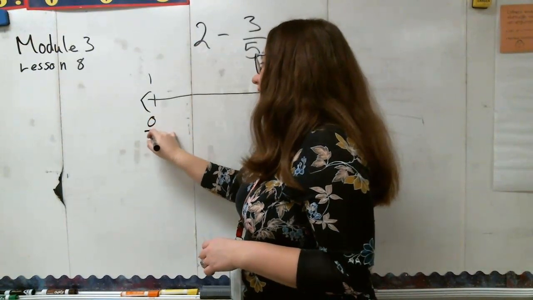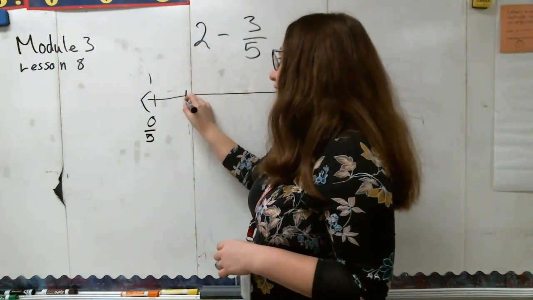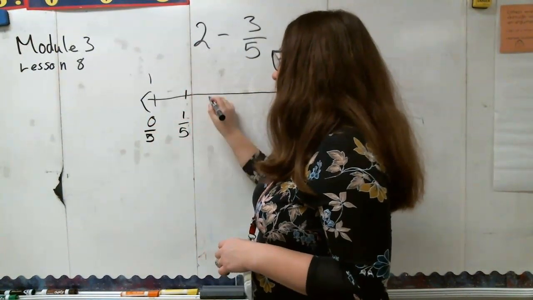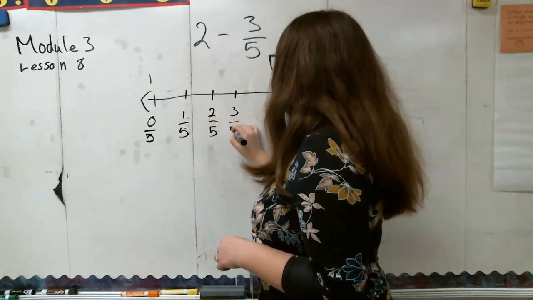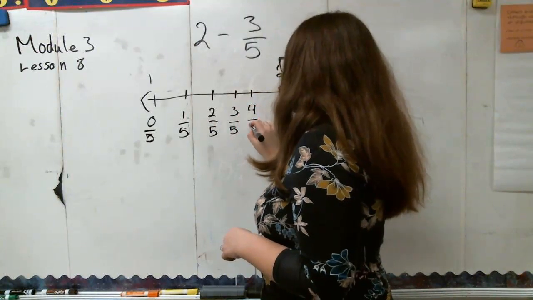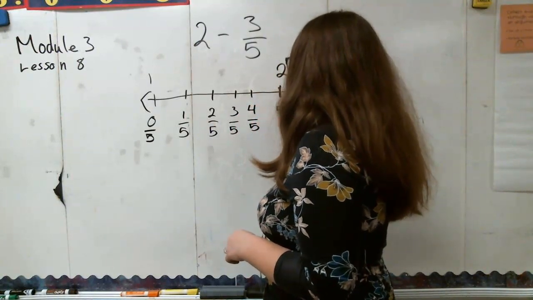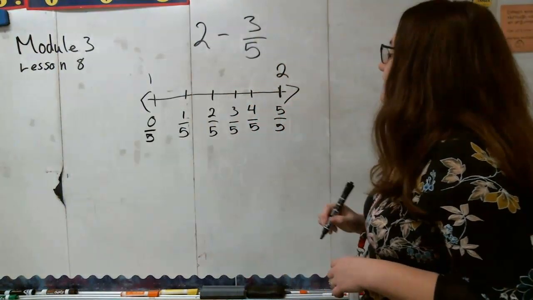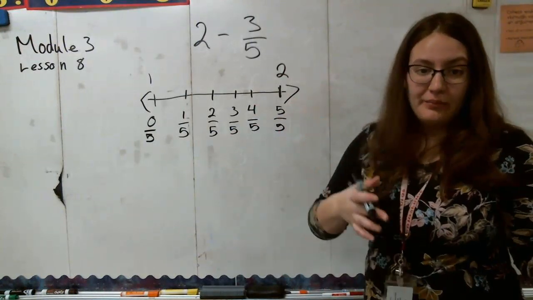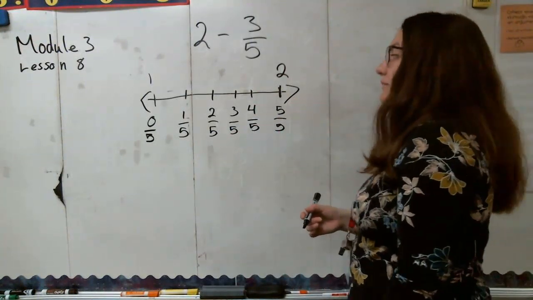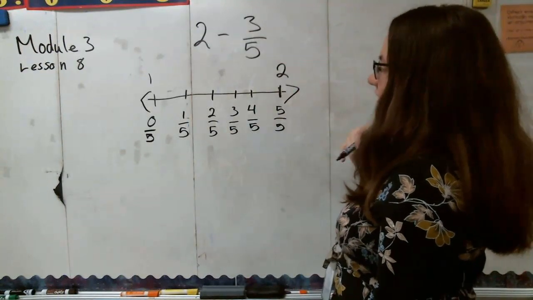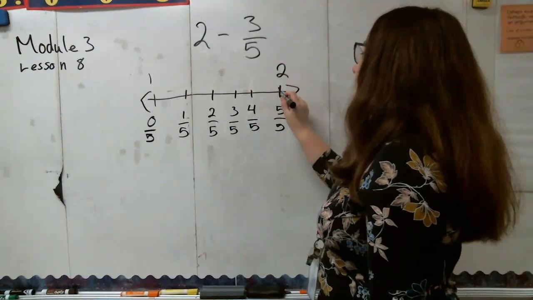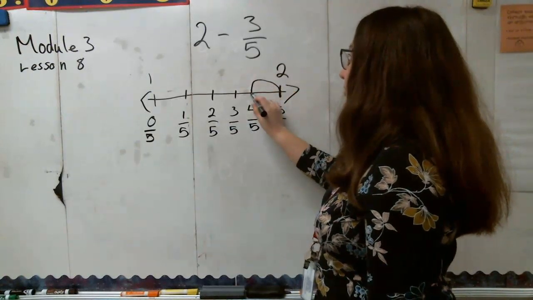So I could say that this one over here would be 0/5. This would be 1/5, 2/5, 3/5, 4/5, and this 2 right here will be 5/5. And then I can start making my way backwards to find my answer. Again, you could also think of this kind of like 5/5 minus 3/5. So I'm going to start making my way backwards.